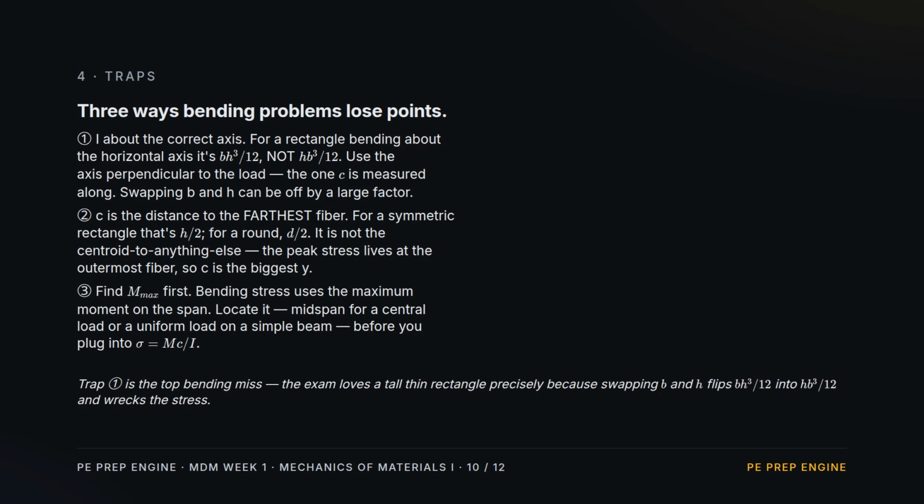Traps. Three ways bending bites. 1. The axis. For a rectangle bending about its horizontal axis, the moment of inertia is bh cubed over 12, not hb cubed over 12. Use the axis perpendicular to the load. 2. The outer fiber distance is to the farthest fiber, half the depth for a rectangle, half the diameter for a round. Never the centroid to something closer. 3. Find the maximum moment first. Bending stress rides on the biggest moment along the span, so locate it before you plug in.